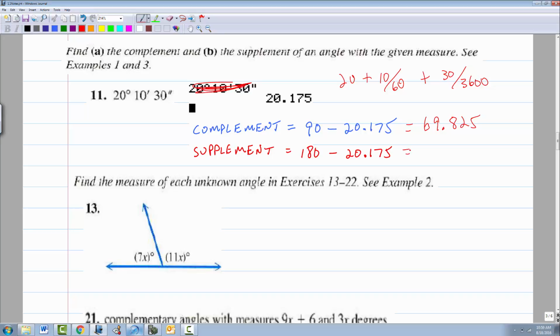Thanks. No one typed it? Okay. 180, 170, 60, 159.825.